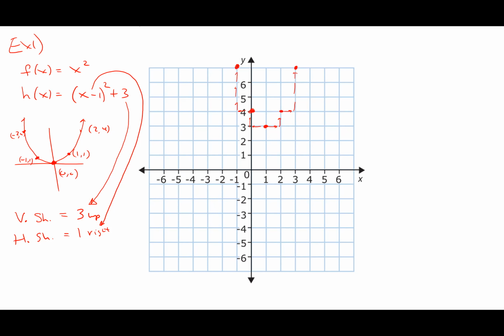So for x squared, let me erase this stuff right here real quick. So for x squared, we have that right there. I think that's pretty cool. So why do we do this? Why do we change functions and all that stuff?